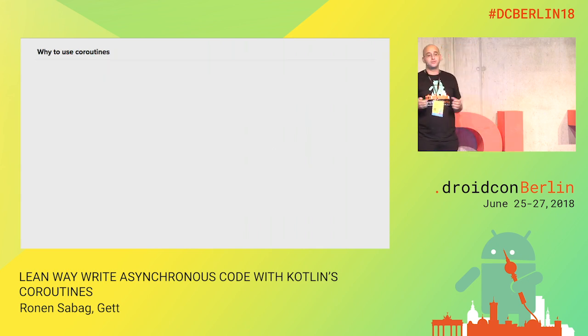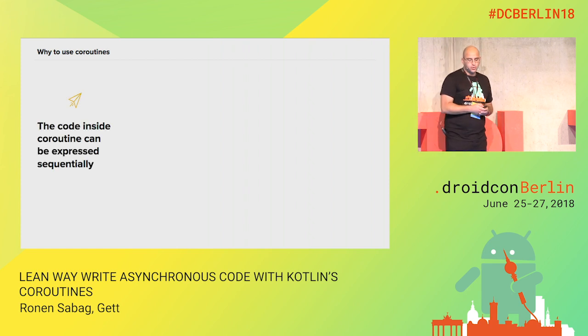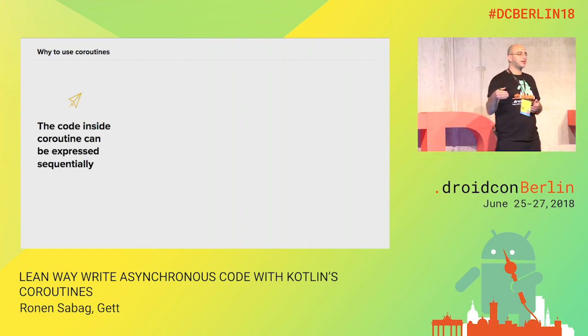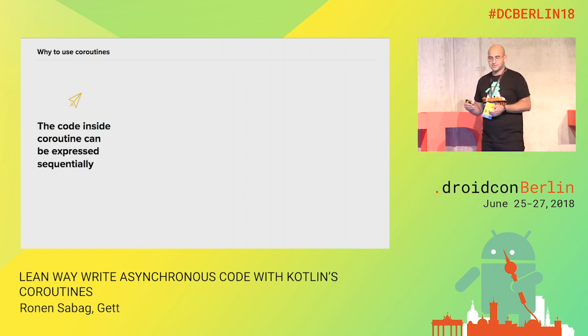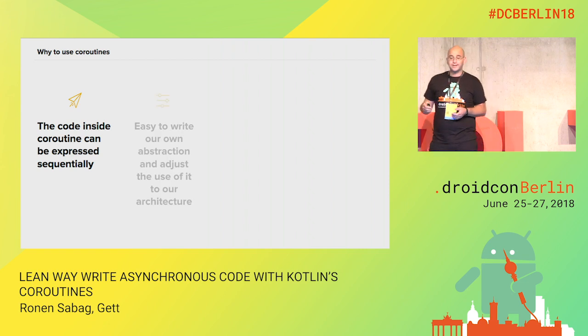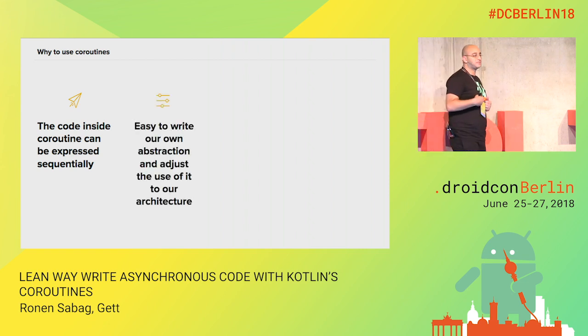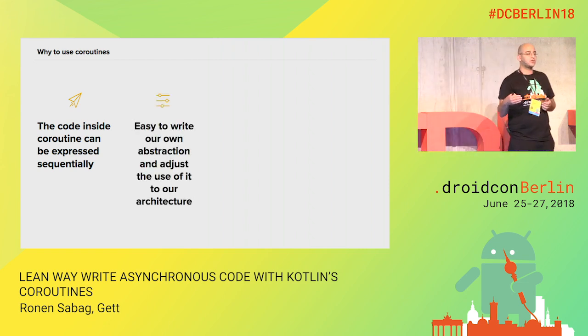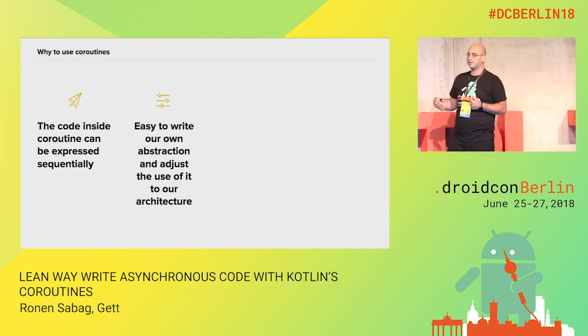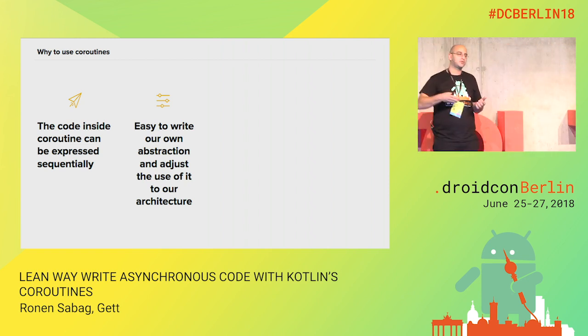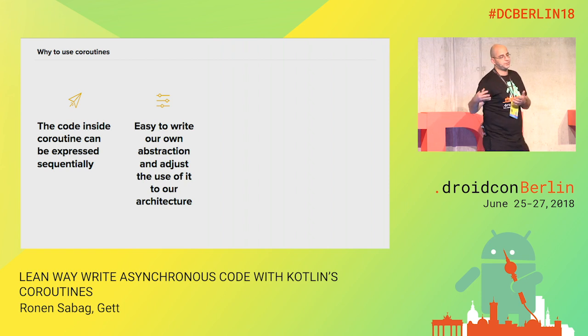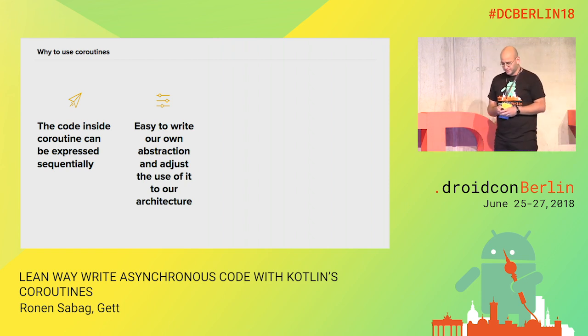Besides that, why use coroutines? The code inside the coroutines can be expressed sequentially. I can build my own abstraction. It's very easy to do. So the code will be very readable for me and my team, and every new guy that comes to the team, it will be very easy for him to jump in and start coding.